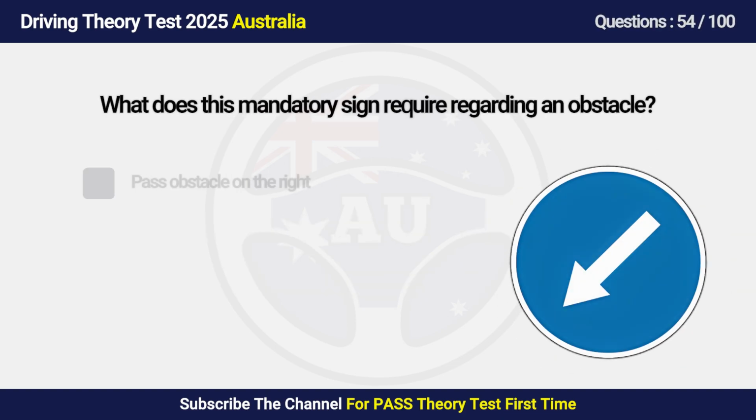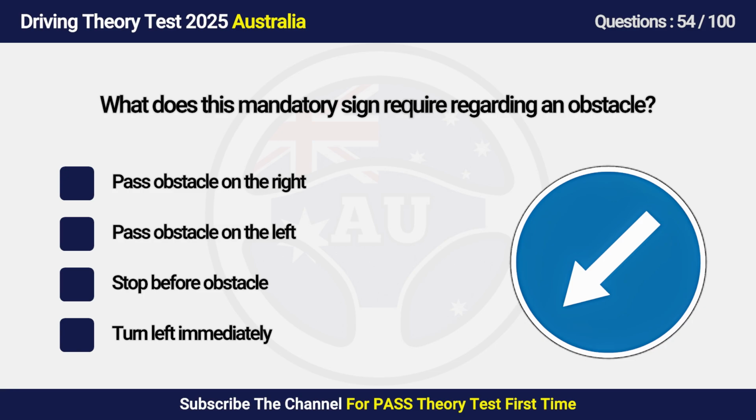Question 54. What does this mandatory sign require regarding an obstacle? A. Pass obstacle on the right. B. Pass obstacle on the left. C. Stop before obstacle. D. Turn left immediately.